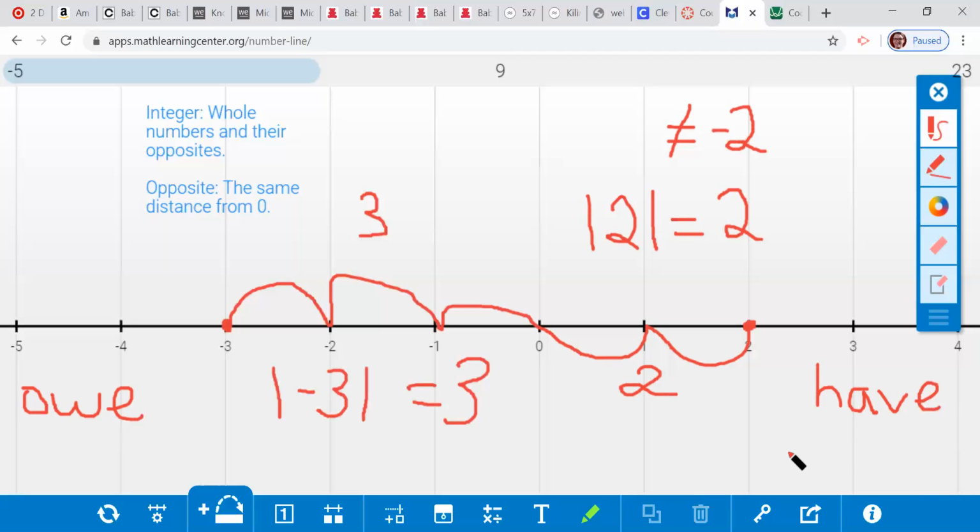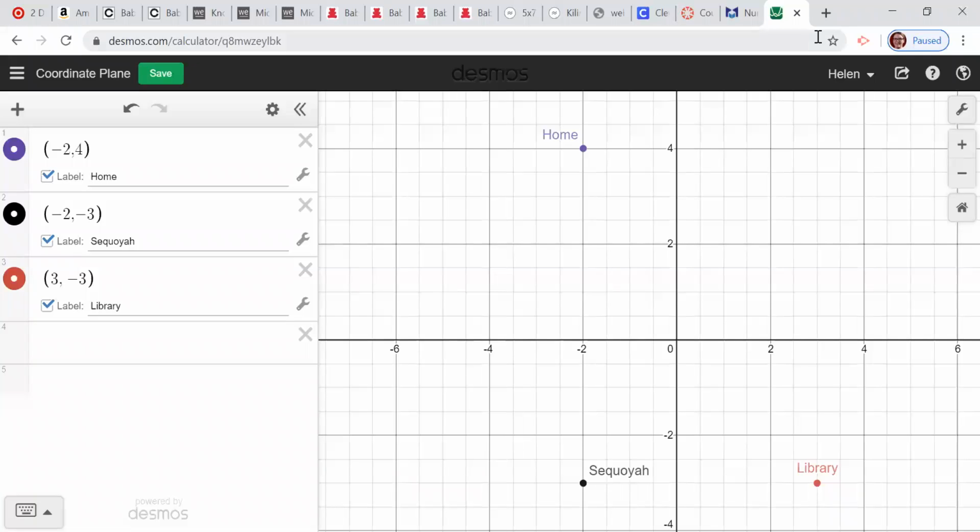Okay, now that we have a better understanding of our number line, we have refreshed our memory on what an integer is and what opposites are. We're going to take a look at the coordinate grid. This website is another one that I think you might have a lot of fun playing around with. It's called desmos.com, and it gives you a coordinate plane where you can graph lines and you can also plot points. So what I've done here is I've plotted 3 points: 1 home, 2 at Sequoia, and 3 at the library.